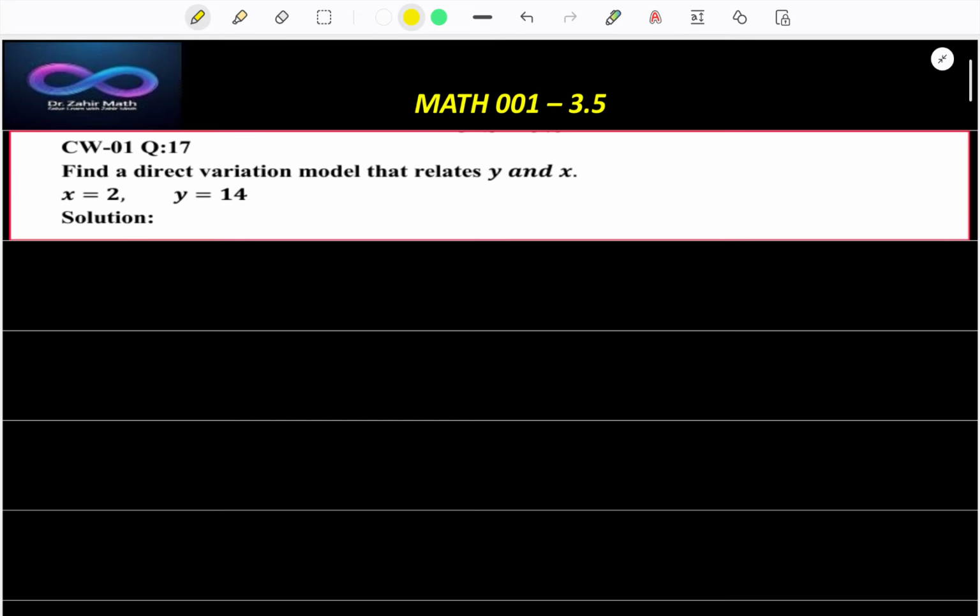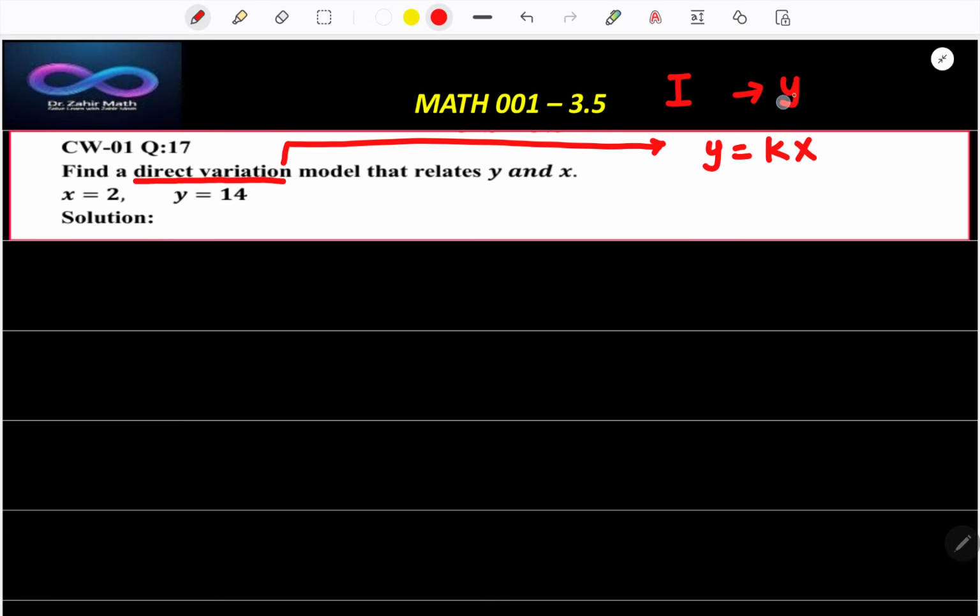First question, find a direct variation. Direct variation is given. Whenever you see the word direct variation, you should remember y equals kx. That's the only thing you have to remember. Whenever you see the word inverse variation, you should remember y equals 1 by kx. That's it.